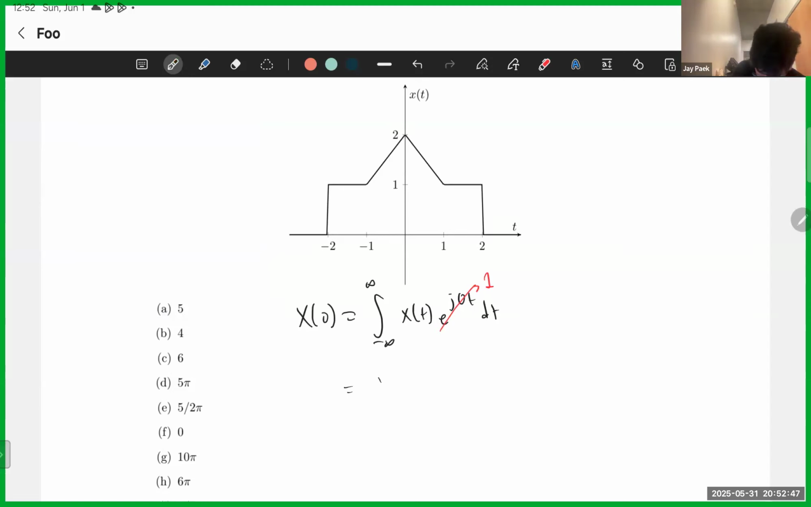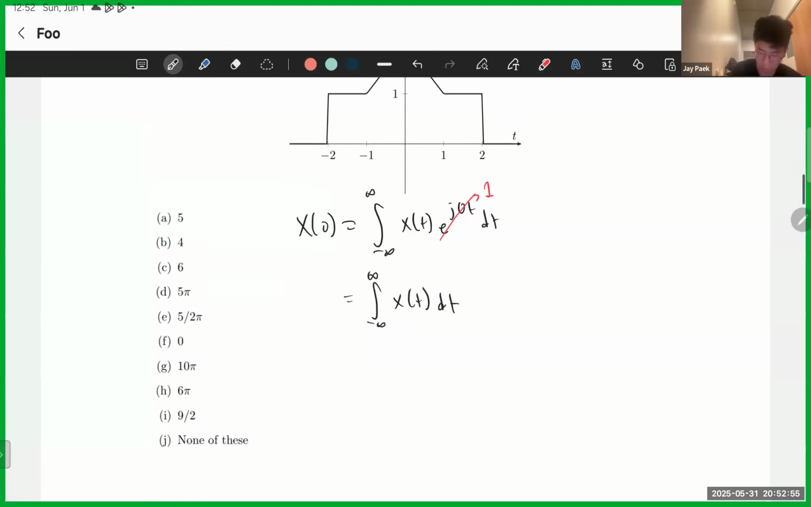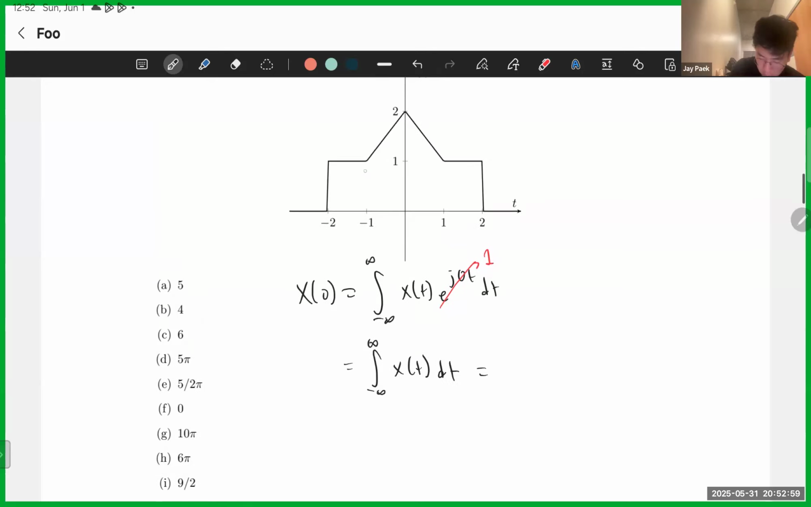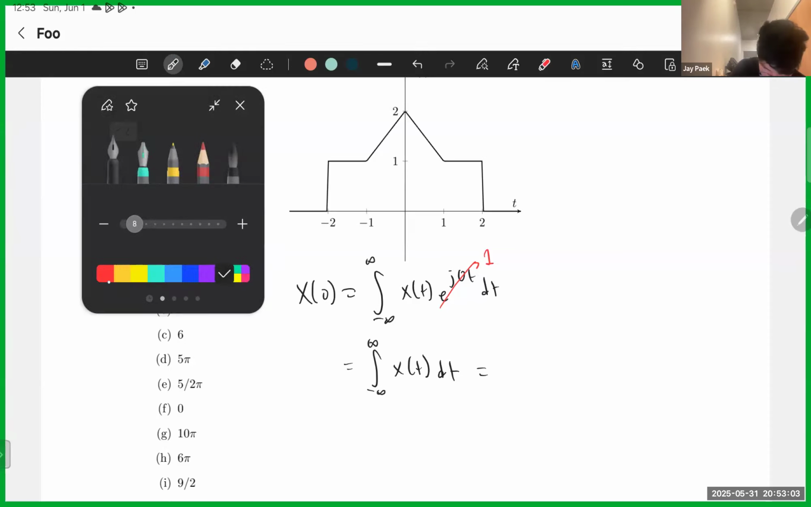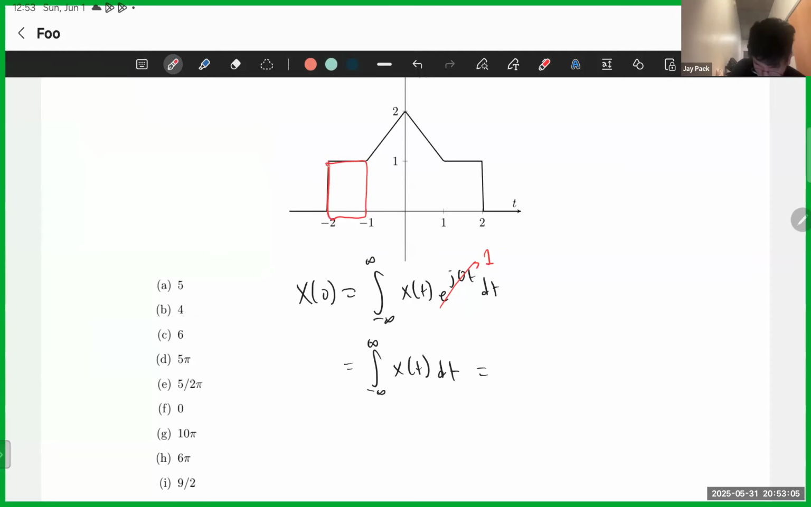And so we have this, and all we need to do is just take the area of x of t. We realize that it's just 1 unit square, 2 unit squares, 3 unit squares, 4 unit squares, and 5 units, or a triangle with area 1. 1, 1, 1, 1, 1. The area is 5.